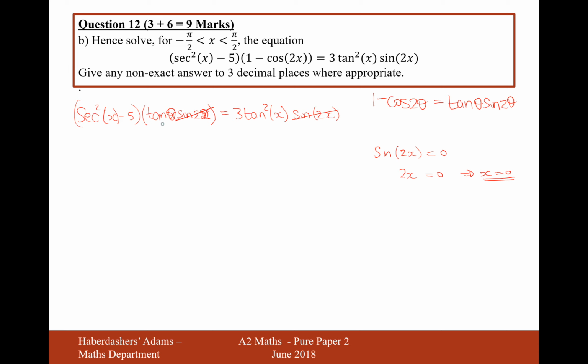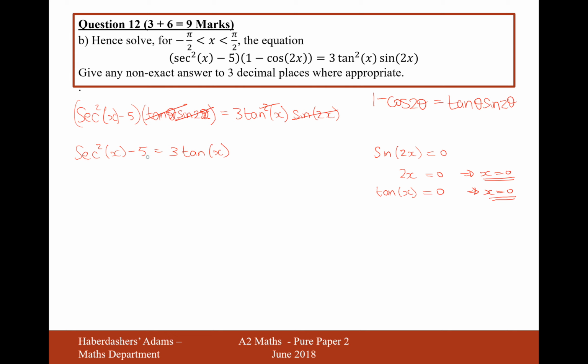Can I cancel out tan from both sides? Well, no, because tan of x could also equal 0. When does tan x equal 0? When x is equal to 0. So as long as I still count x as 0 as one of my final answers, then I can cancel out one of the tans from both sides. Only one of them though. Right, so what am I now left with? I'm now left with sec squared x minus 5 equals 3 tan x. And this looks way easier to solve. So I've simplified as much as I can. I need to make sure I count the x equals 0 solution.